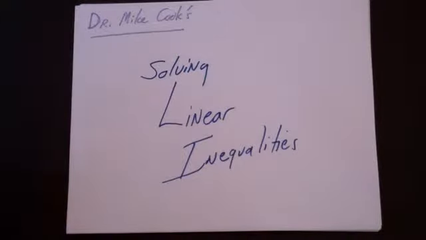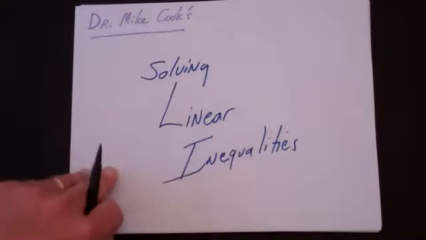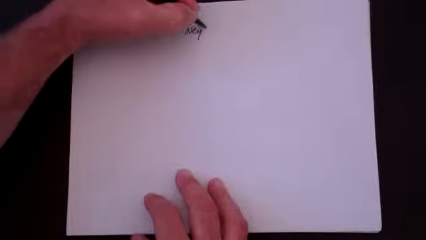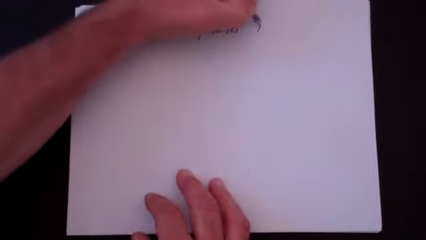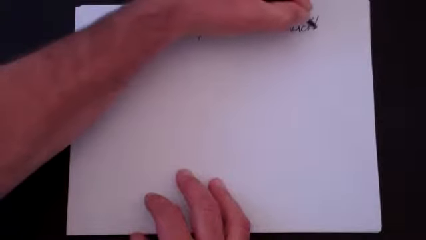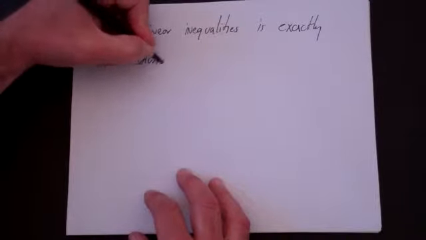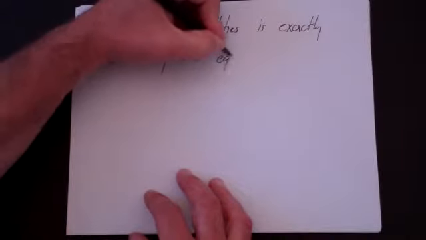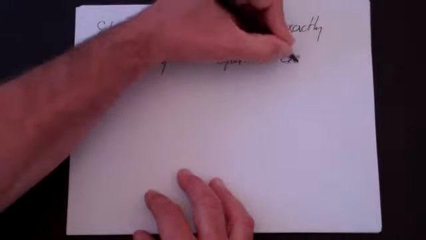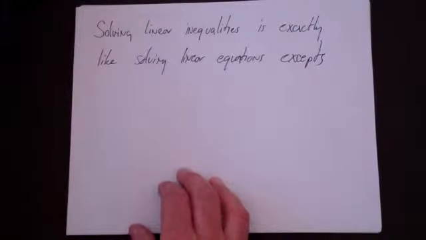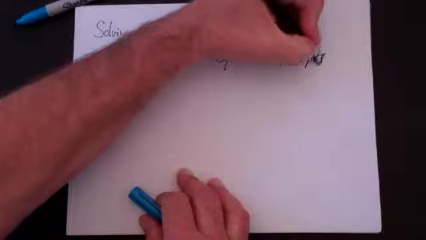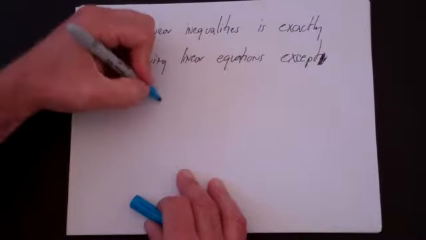Now let's look at the problem of solving linear inequalities. First of all, there's one key rule to solving linear inequalities, and that is solving linear inequalities is exactly like solving linear equations, except for one thing, and that is what's known as the sign flipping rule.